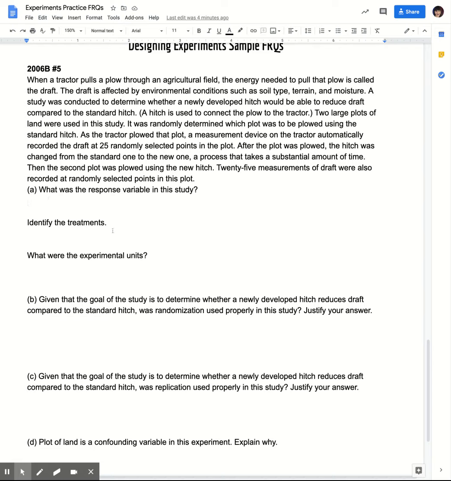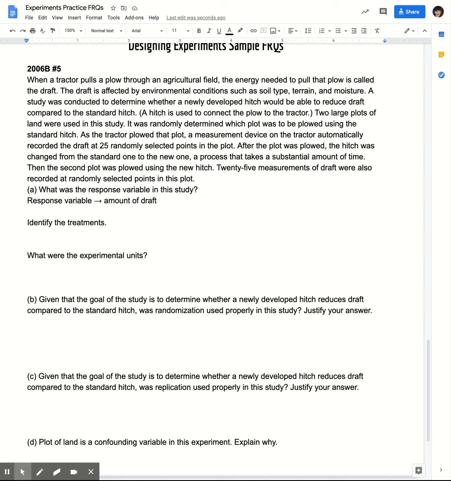Okay. So this first part, part A, is just having you identify some stuff. So first, they want us to identify the response variable, which is, remember, that's what you are measuring, what you are concerned with measuring as the statistician, as the scientist. So the response variable here was the amount of draft. That's what we're measuring. That's what we're concerned with. That's all you have to write. You do not have to write it in complete sentences. You can just identify what they are, okay?